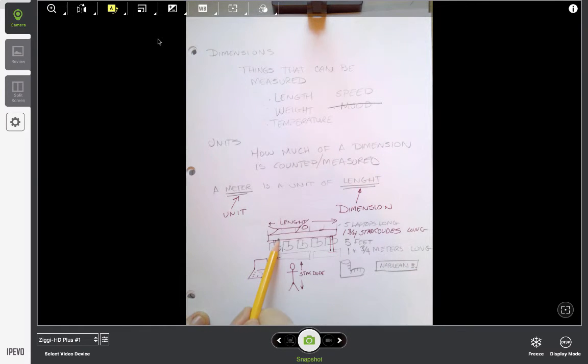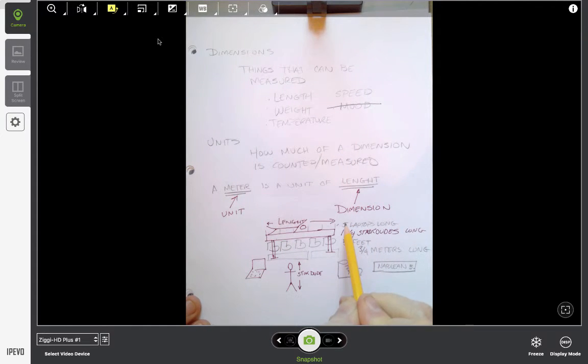Okay, same table, same dimension of length. Depending on the units, we get different values. So 5 laptops, 1 3/4 Stick Dudes, 5 feet, 1 3/4 meters long. So it looks like Stick Dude is a meter tall, so he's kind of short. So that's the difference between dimensions and units.